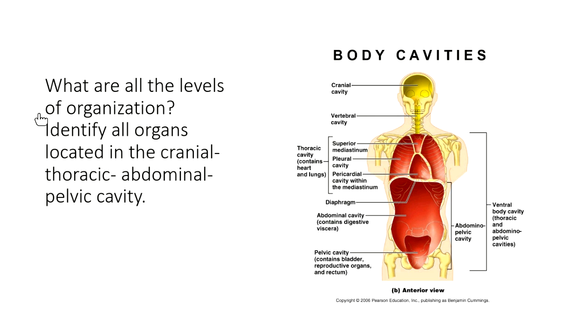Okay, now, what are the levels of organization? We're going to take a look at that in the next slide. And then we're also going to identify the organs located in the cranial, thoracic, abdominal, and pelvic cavities. So we have the cranial cavity up top here.